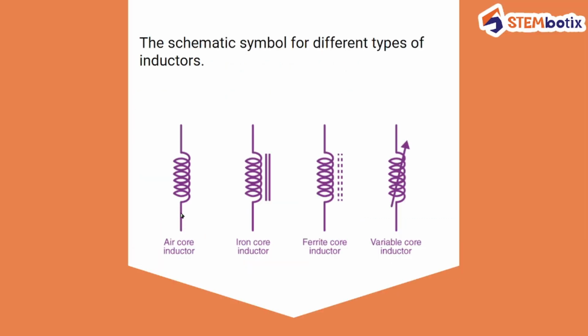So this is an air core inductor. When there are two vertical stripes after the coil, it denotes an iron core inductor. If there are stripes like this, then they are ferrite core inductors. And if the coil has an arrow, then it is called a variable inductor.